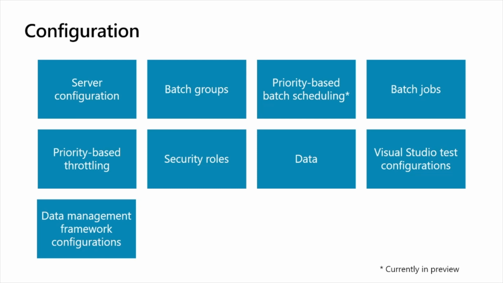This does not represent a comprehensive list, and we won't spend too much time on the individual points as they've been covered and understood by now. So I'll just highlight that if you are using preview features such as priority-based scheduling, you should ensure it is part of your runbook and configured.